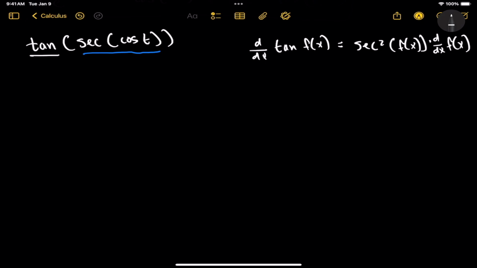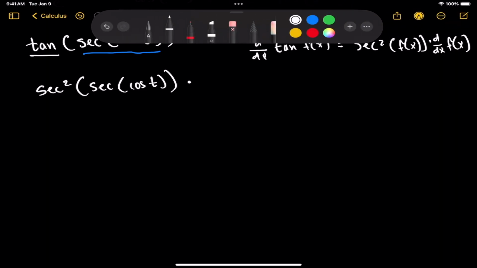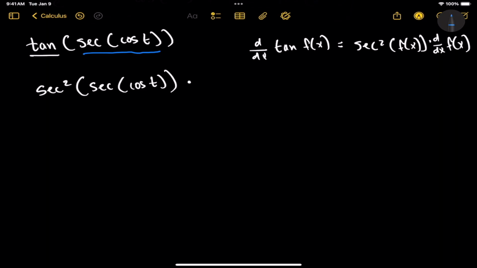A lot of books will have it just as tan x. The derivative of tan x is equal to secant squared x. But you don't see anything else because the derivative of x, which is technically the inner function, is 1. But anyways, we'll rewrite this here as secant squared. So we just took the derivative of tan, and then we rewrite the inner function, secant cosine t, and then the two closed parentheses.